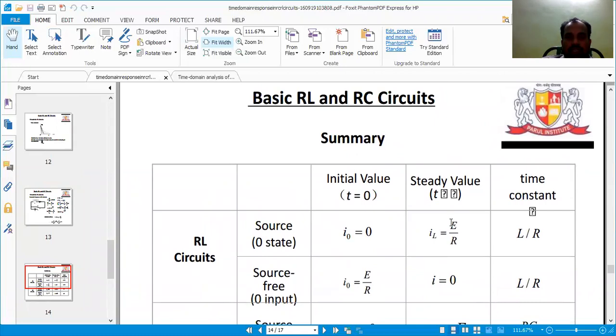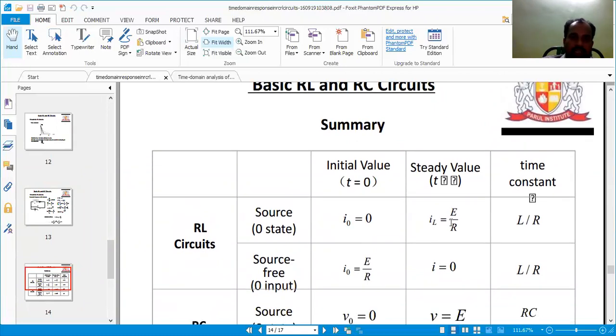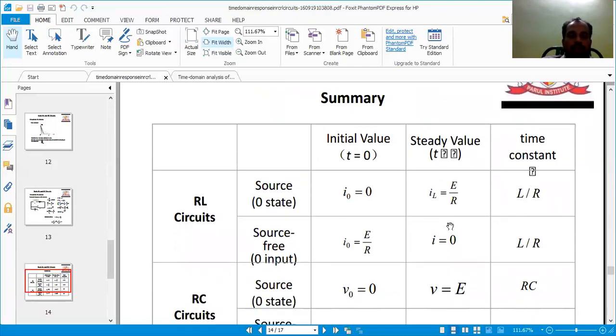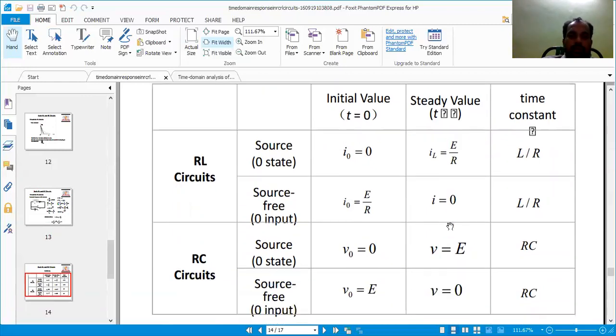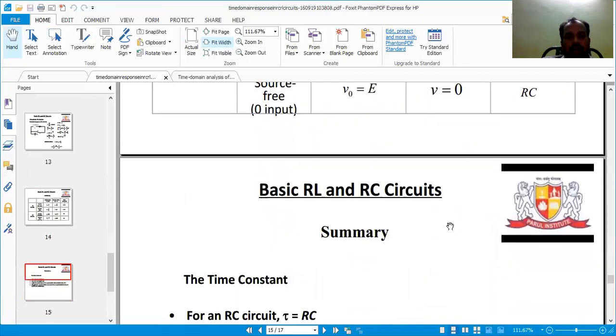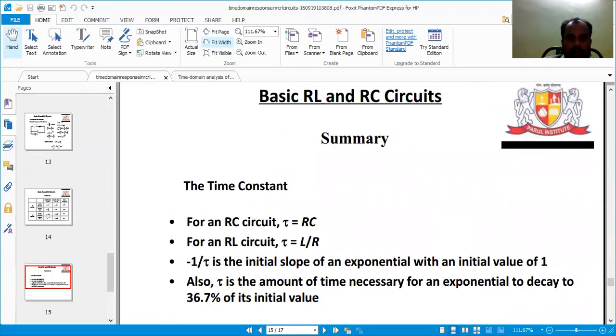The final value, basic RL and RC circuits, the first order time domain analysis. RL circuit, the source, the zero state, I of t equals E by R. You know the formula for voltage by resistance? The time constant equals L by R. The source free, the zero input, when I equals 0, V by R. Here the current is 0, L by R. But for RC circuits, what will happen? The initial voltage value is 0, the steady state value is the voltage value equal to E, and the time constant equals RC. The source free, zero input, V not equal to E, V equals 0, the time constant equals RC.